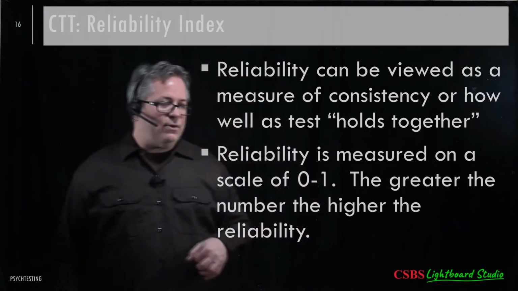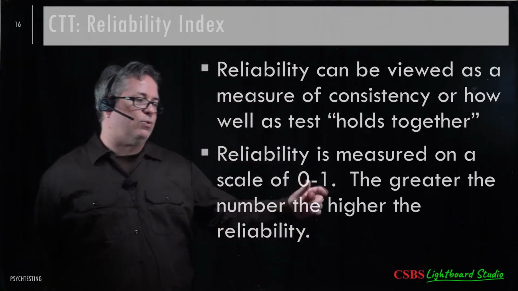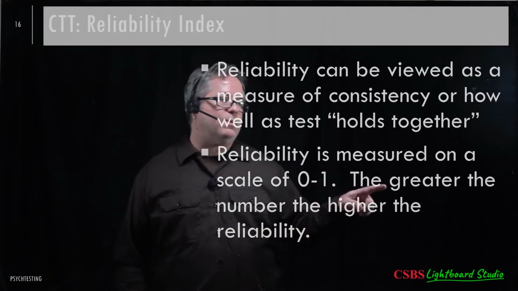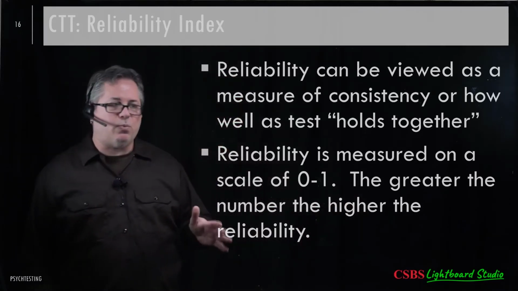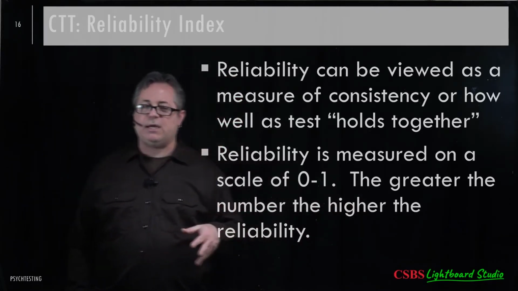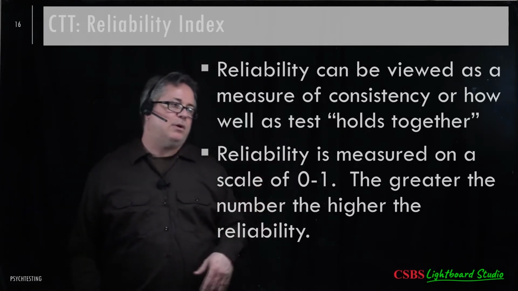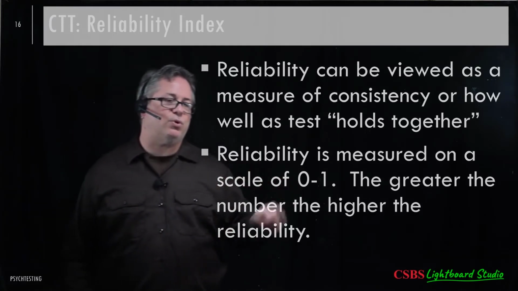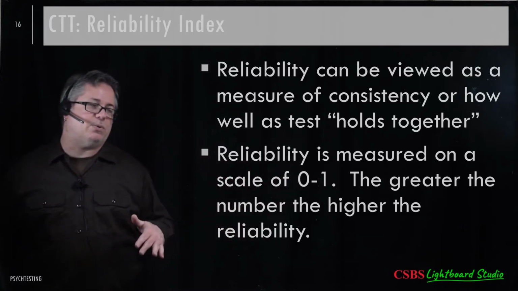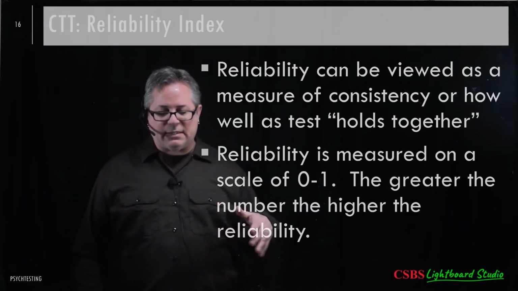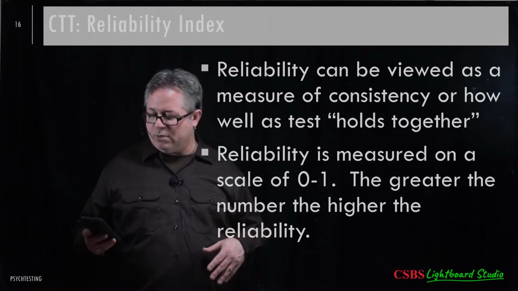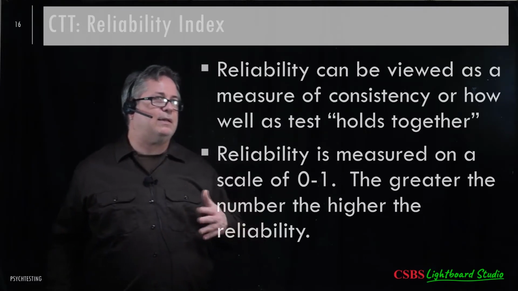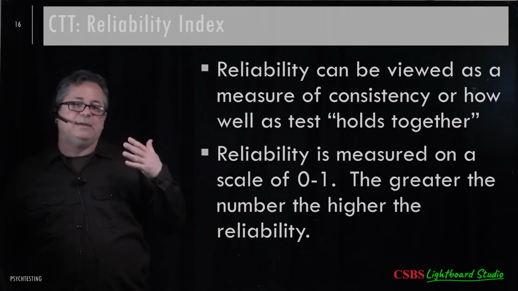We can get at this idea of reliability. It's measured on a scale of 0 to 1, sort of like a correlation, but it's only positive because everything's squared. The greater the number, the higher the reliability. So we typically want scales, tests that we're using to have a reliability of about 0.8 or more, which means that it theoretically shares 80% of its variability with the true score that you're measuring. That's the minimum threshold we think of as being reliable.